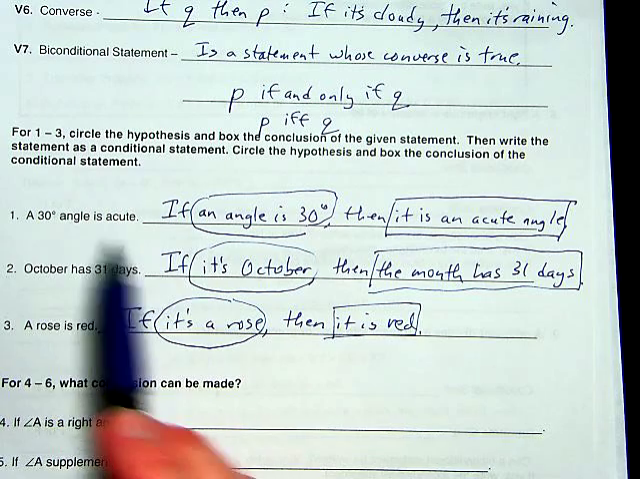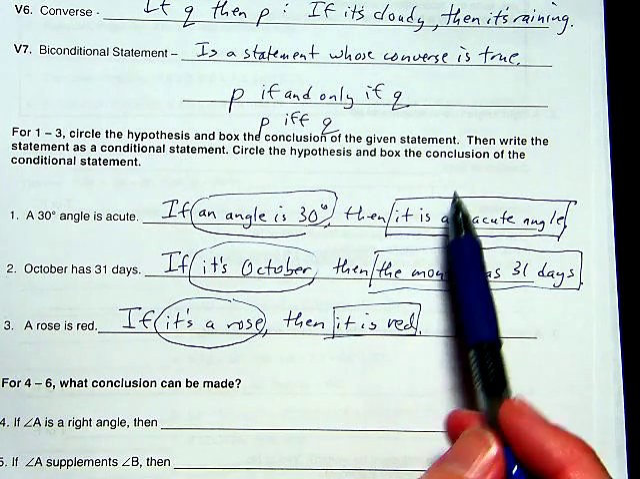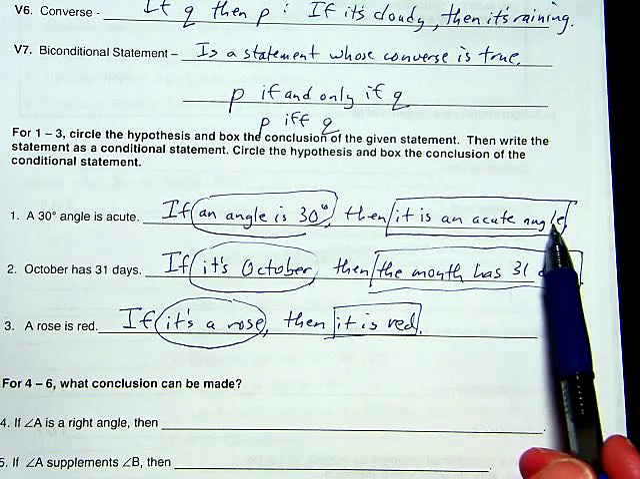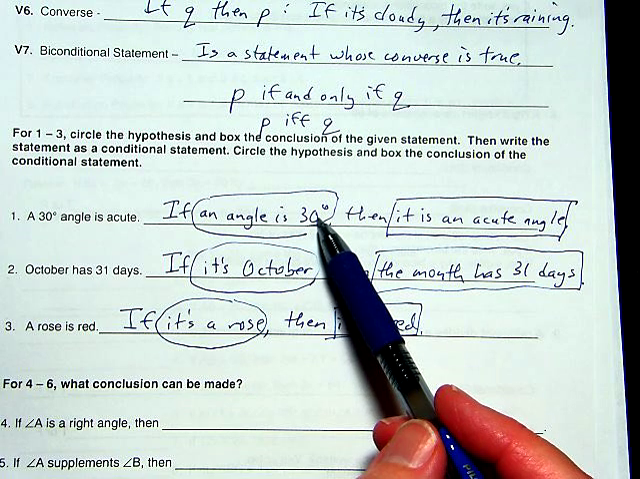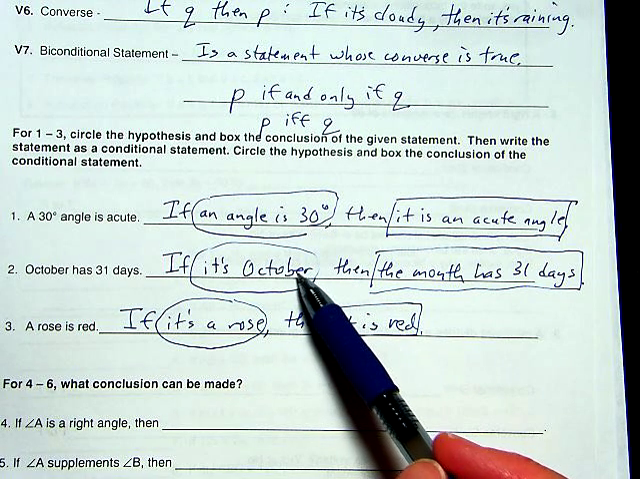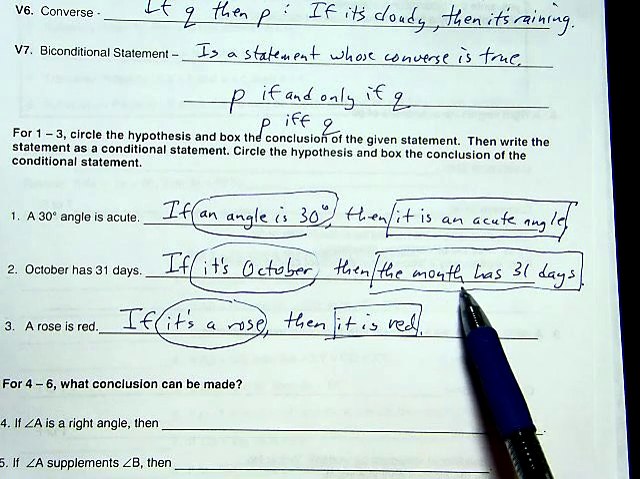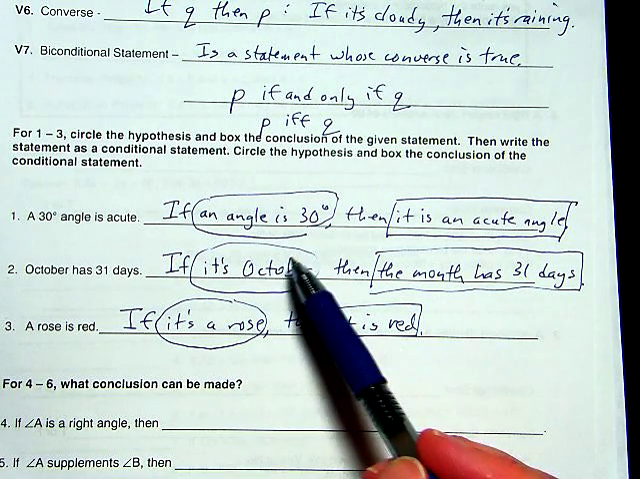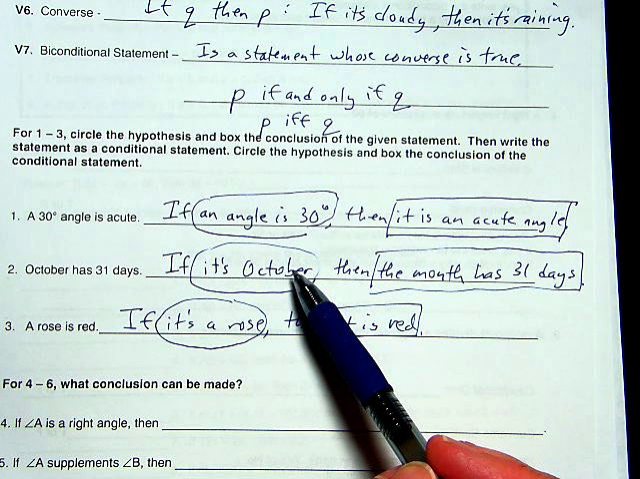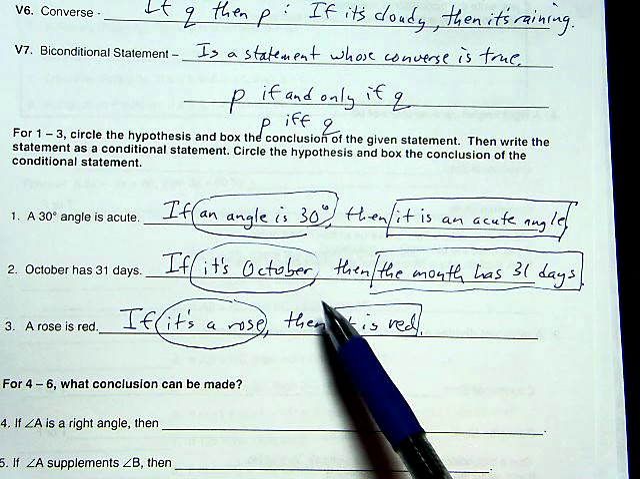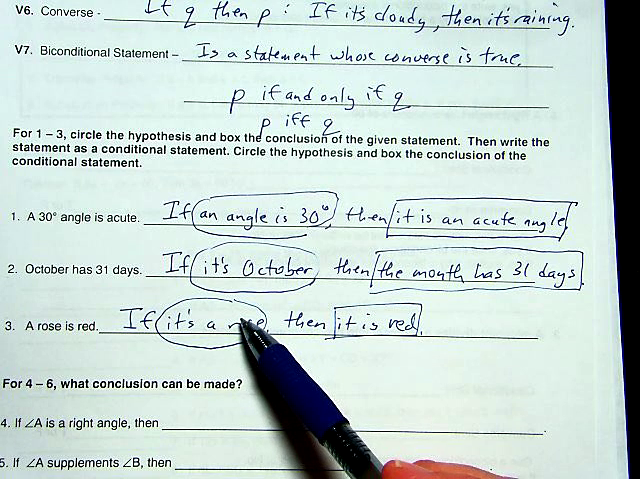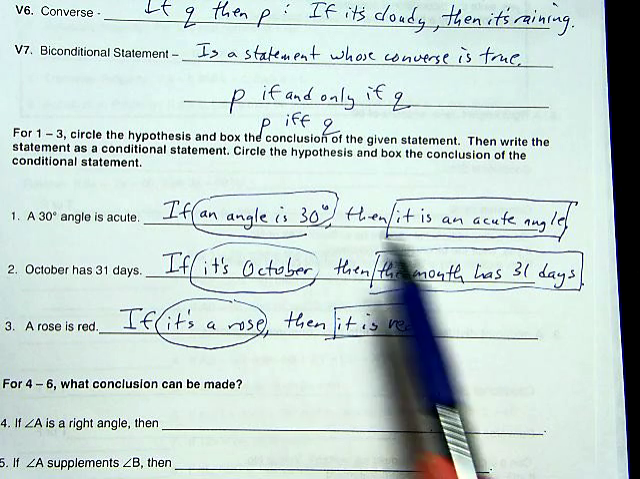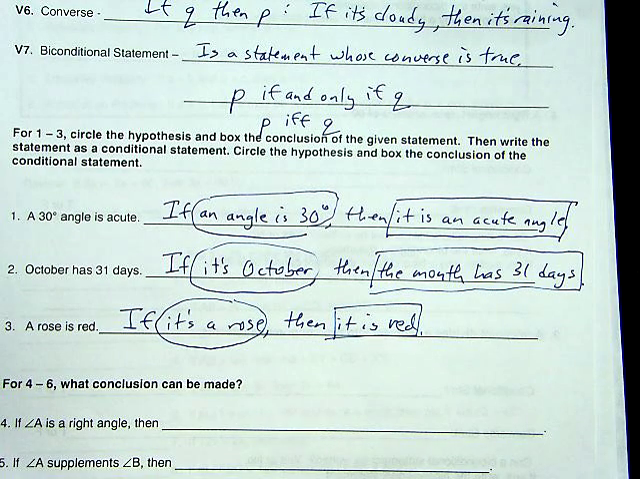If we formed the converse of this first statement, we would be saying, if it is an acute angle, then the angle is 30 degrees. Well, that isn't always true, so the converse is false for that statement. The second statement would be saying in a converse, if the month has 31 days, then it's October. Well, other months have 31 days besides October, so that is not a true statement. And finally, if it's red, then it's a rose. That would be the converse of this statement. But just because it's red doesn't make it a rose. There are lots of things that are red that are not roses. So none of these statements are biconditional.